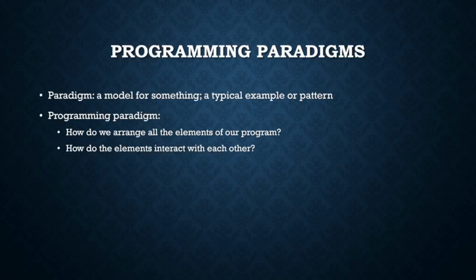So object-oriented programming is a certain type of paradigm for programming. And a paradigm is just a model for something, like a typical example or pattern. So it's just a way of organizing our data and how data structures interact with each other. There are all sorts of different programming paradigms, but generally that's what we mean by a programming paradigm. How do we arrange all the elements of our program, and then how do those elements interact with each other?